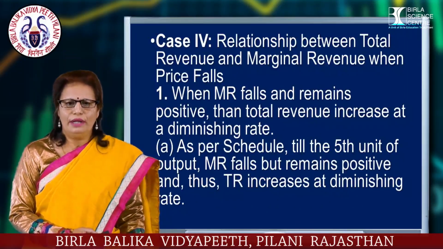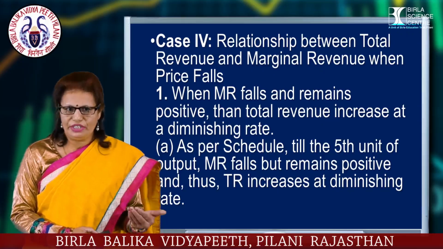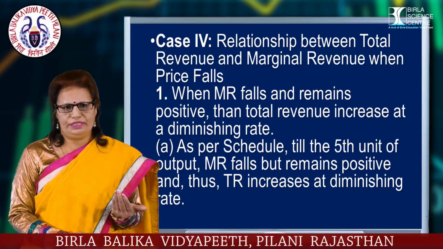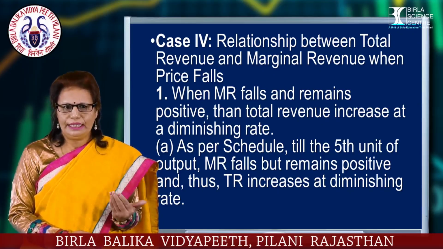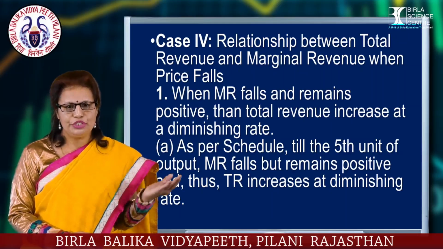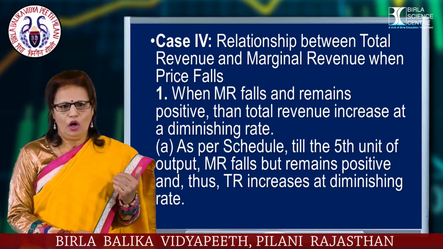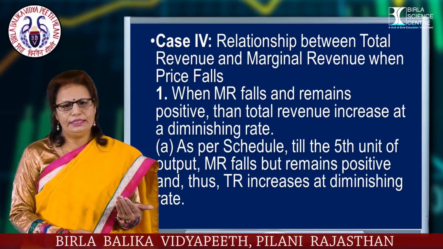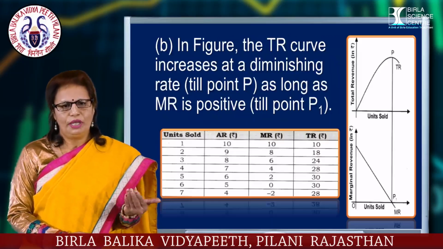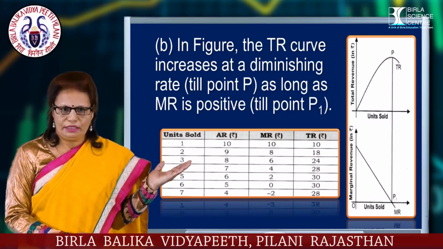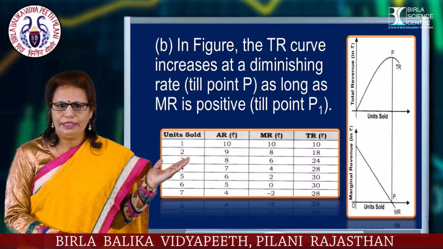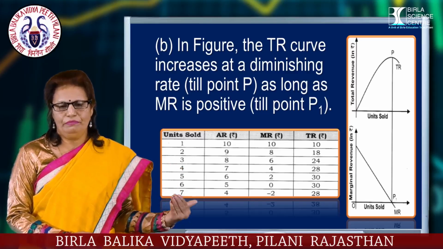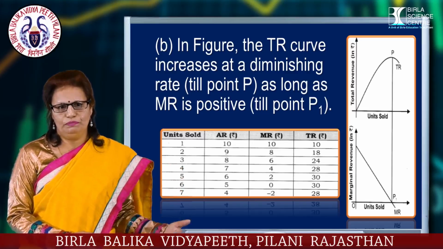Now the fourth case, relationship between total revenue and marginal revenue when price falls. When MR falls and remains positive, then total revenue increases at a diminishing rate. As per the schedule, till the fifth unit of output, MR falls but remains positive, and thus TR increases at a diminishing rate. As you can see in the diagram, the TR curve increases at a diminishing rate till point P, as long as MR is positive till point P1. And you can also see the schedule.